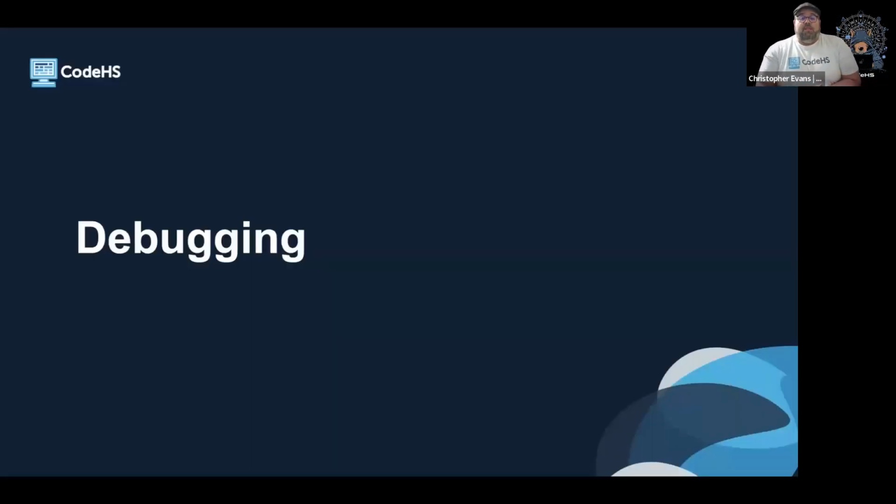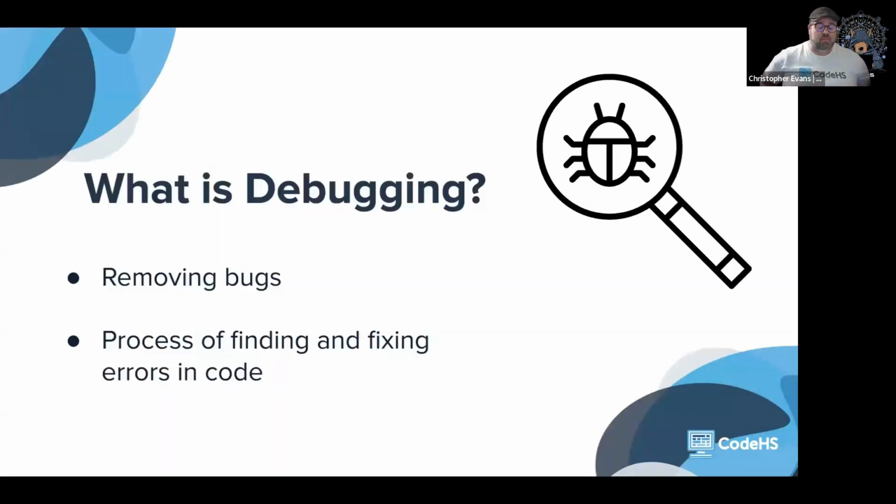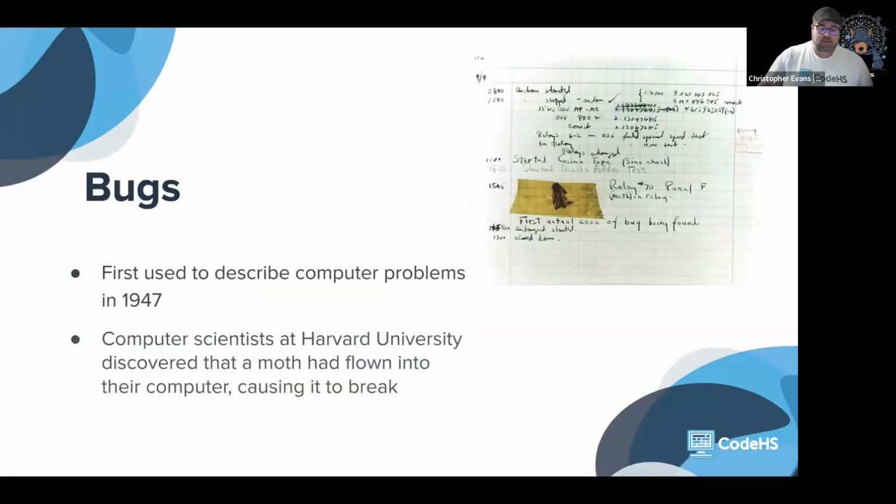So the next technique that we're going to look at is debugging, which is basically just the process of figuring out what's wrong with your program. A bug is just a problem in the code. Bugs are named literally after a bug. A moth had flown into the computer and broke it, and the term bug was coined.